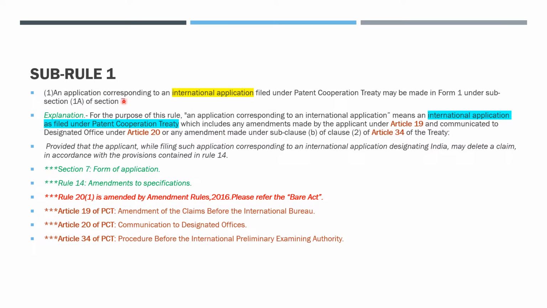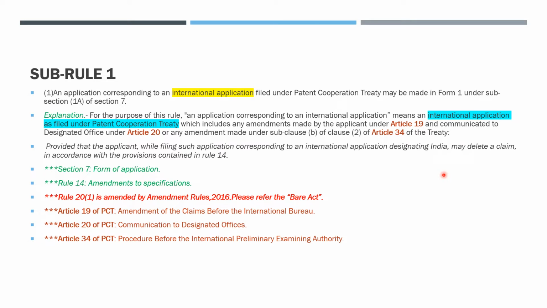For the purpose of this rule, meaning Rule 20, an application corresponding to an international application means an international application filed under PCT. That means we can say PCT international application. It includes any amendments made by the applicant under Article 19 of PCT and communicated to designated office under Article 20 of PCT, or any amendment made under sub-clause B of clause 2 of Article 34 of PCT of the treaty. Of the treaty means PCT, Patent Cooperation Treaty.